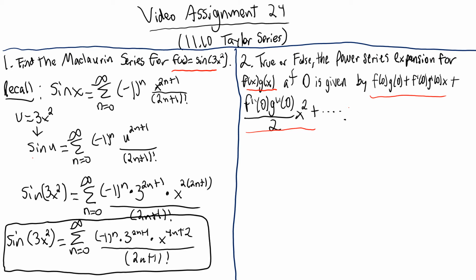Alrighty, so now let's jump into the second problem. It's a true or false question. It says true or false, the power series expansion for f of x times g of x at 0 is given by f of 0 times g of 0 plus f prime of 0 times g prime of 0 x plus f double prime of 0 times g double prime of 0 over 2 multiplied by x squared, and then the pattern would just keep going on and going on.